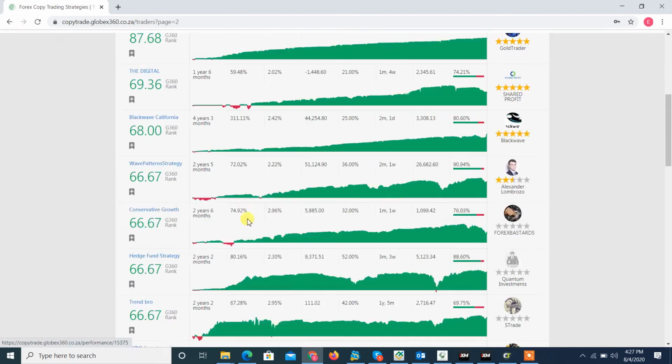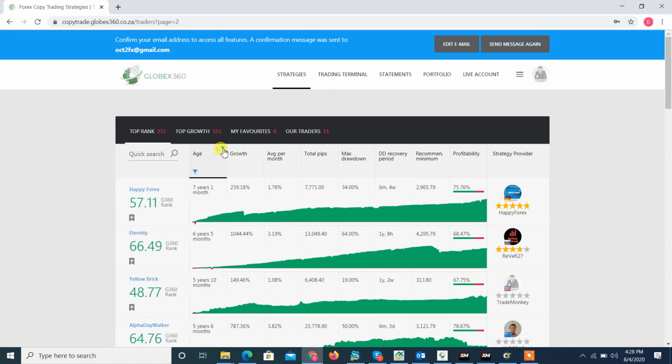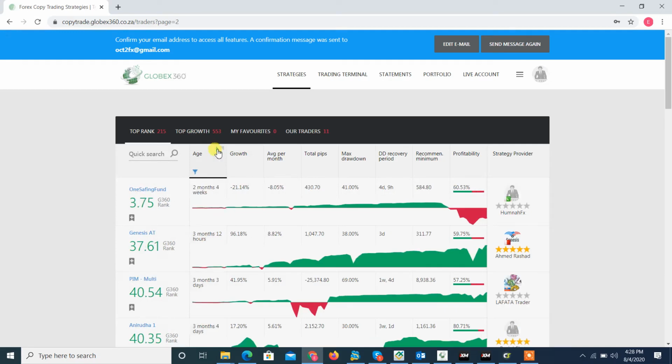And the nice thing about this CopyTrade platform is that you can really customize it to get the sort of traders you want, right? First tab here, you can start by looking at the years. So you can click up here to look at the oldest account that has been managed, which is Happy Forex for 7 years. Or you can look at the youngest account, which is this guy with 2 months trading experience.